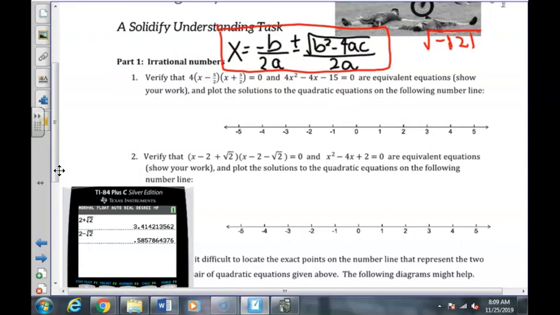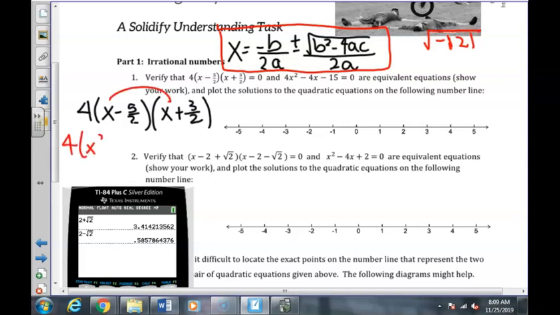In 1, we are asked to verify that 4 times the quantity x minus 5 halves times the quantity x plus 3 halves equals 0, and that 4x squared minus 4x minus 15 is equal to 0. So if we use our prior knowledge and distribute what's in parentheses, we're first going to work with distributing our parentheses together. So x times x is x squared. That would be plus 3 halves x minus 5 halves x.